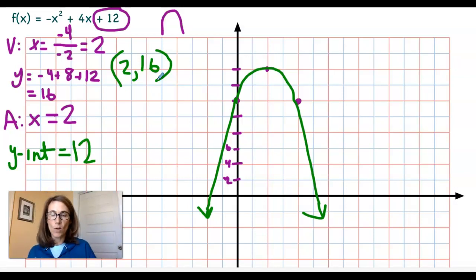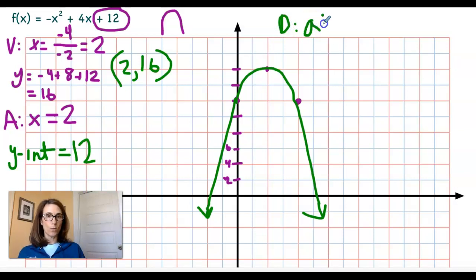So domain is all possible x values. So the domain for these parabolas will be all reals, so all real numbers. There's not a number that you could plug in for x that wouldn't give you a y value. So the domain of these parabolas will go from -infinity to +infinity.